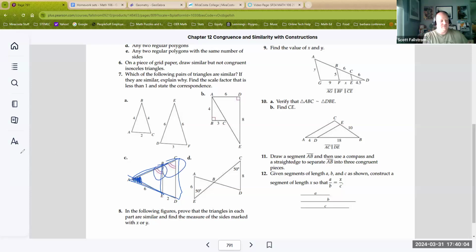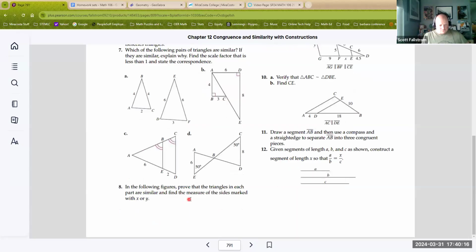And you may have enough information there for you to get there. 50 degrees, fantastic. And then don't forget about our amazing power of vertical angles. Thank you, Chapter 11, for giving us that.